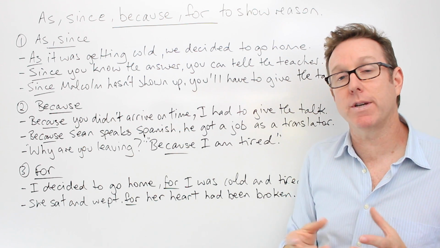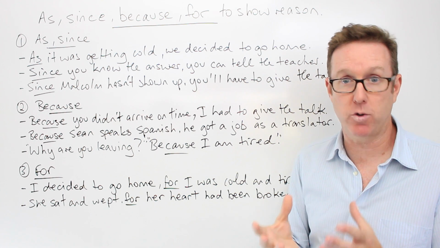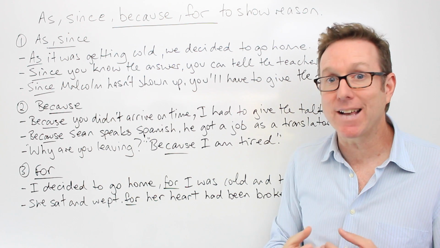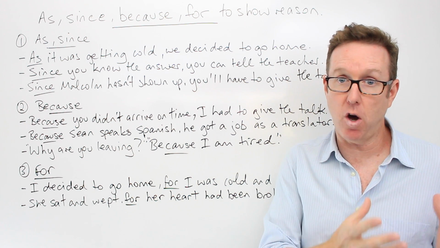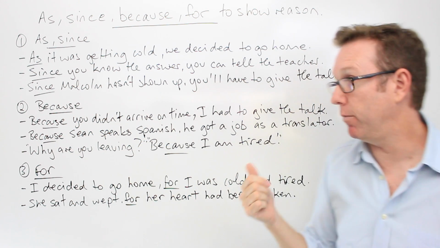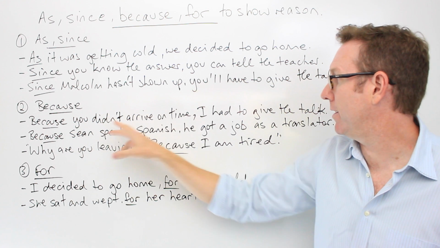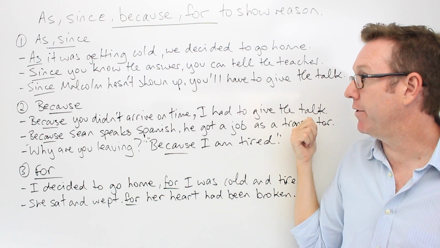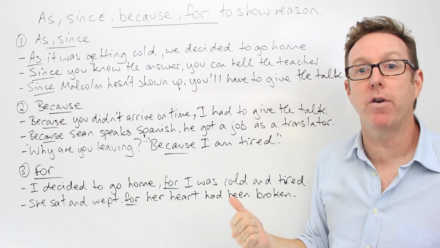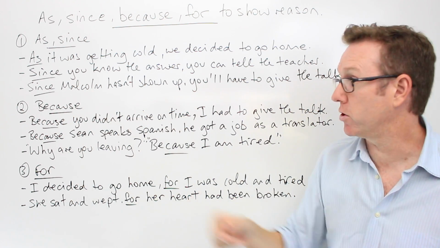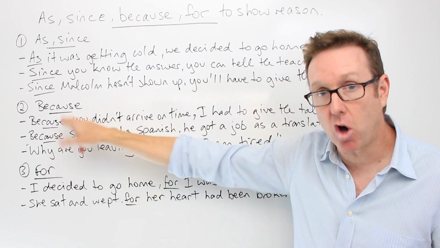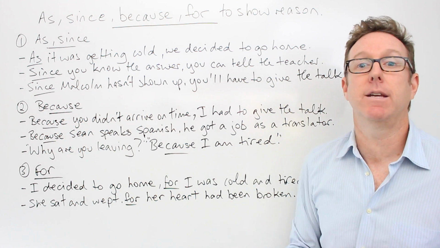Now, the second example is because. Because gives more emphasis to what we're trying to say. Normally, the other person that we're speaking to doesn't have an idea or any previous knowledge of the situation. So we're using because in order to emphasize, as I said before. So let's have a look. Because you didn't arrive on time, I had to give the talk. So we're talking to Malcolm. Malcolm perhaps doesn't know that I had to give the talk. So I'm stressing the fact that because he didn't show up, I had to give the talk.